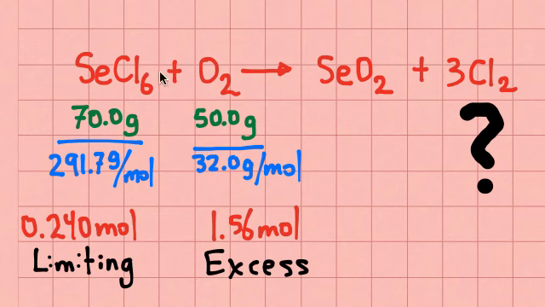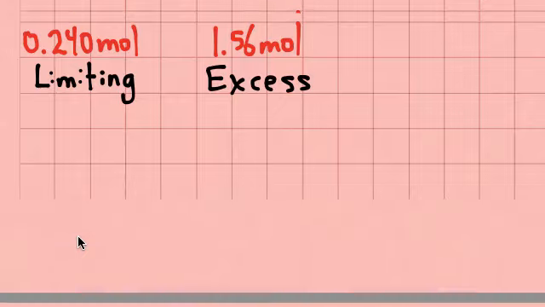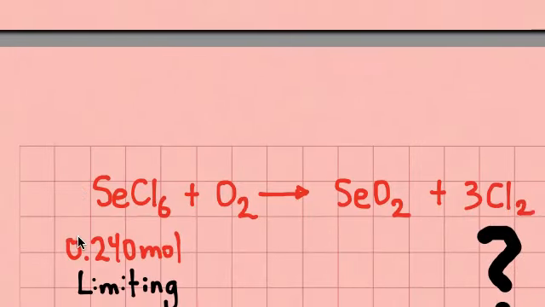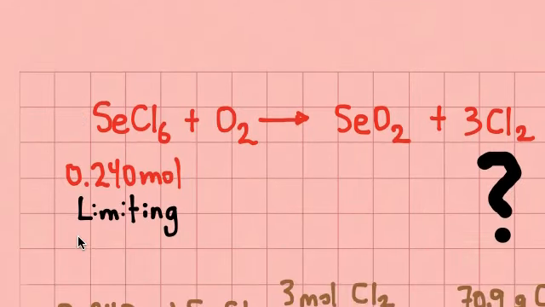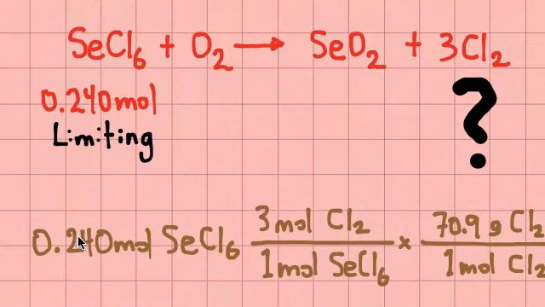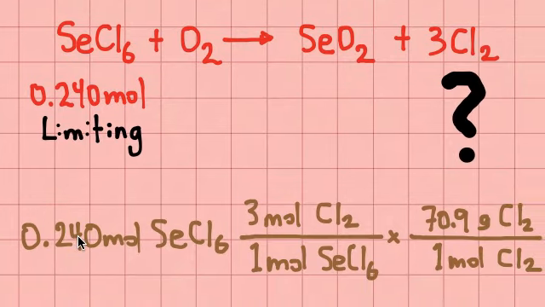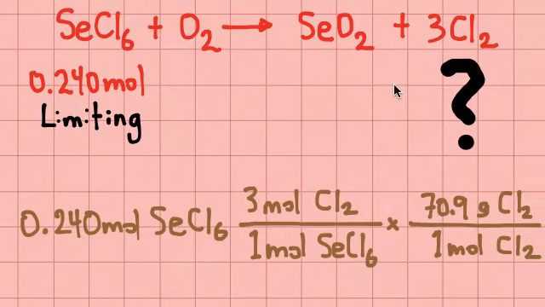Since it's a 1-to-1 ratio, I'd like one of these for one of these. If this is 1.56, I sure would like 1.56 moles of this, but I don't nearly have it, so I go with the 0.24 moles of selenium hexachloride, and I'll call that limiting. So if that is really limiting, then I go with the limiting amount, look at the mole ratio, put moles of selenium hexachloride on the bottom, 3 moles of chlorine gas on the top, from the balanced equation.